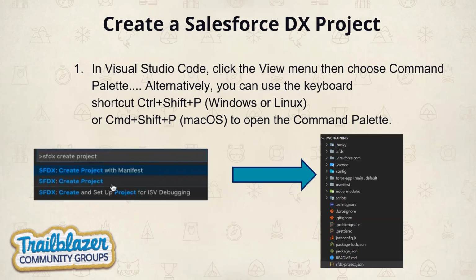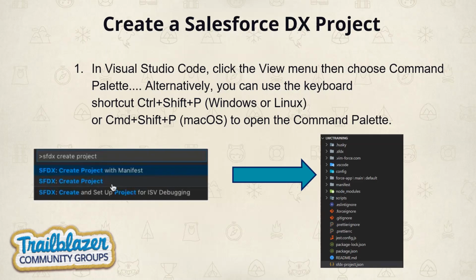So first of all, you have to open your VS Code. I will show you how to create all these things. First, let me complete this slide, and after that we will see these all things, right? In Visual Studio Code, click the View menu, then choose Command Palette. Alternatively, we can use the keyboard shortcut Control Shift P on Windows, and if you are using a Mac, you can use Command Shift P to open the command palette.